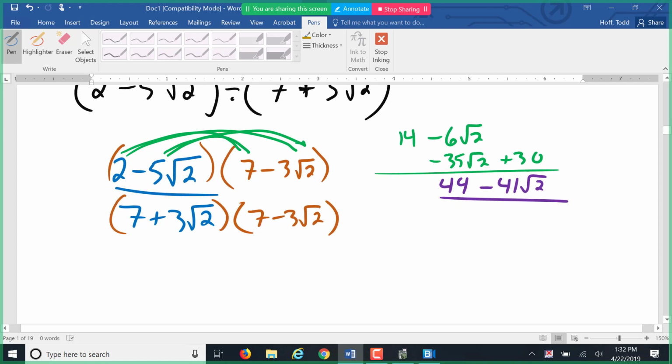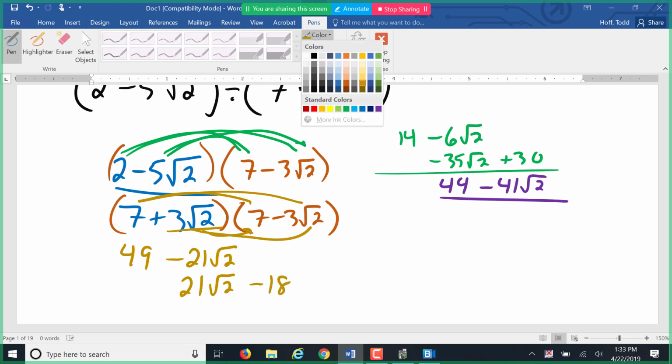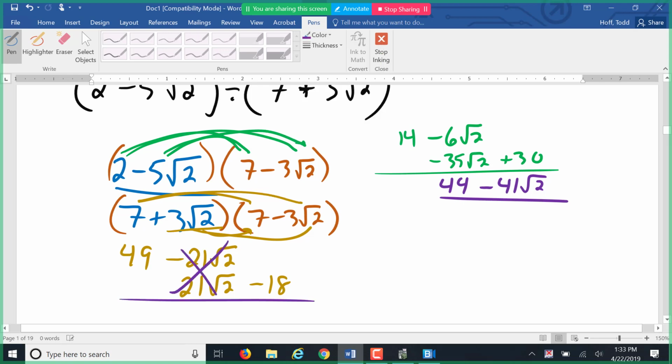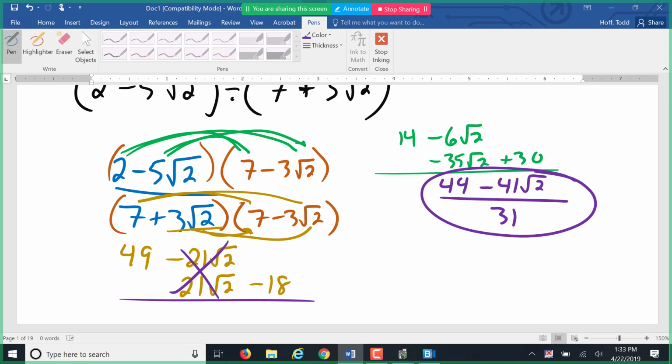On bottom, 7 times 7 is 49. 7 times negative 3 root 2 is negative 21 root 2. Positive 3 root 2 times 7 is positive 21 root 2. And 3 root 2 times negative 3 root 2 is a negative 18. So the negative 21 root 2 and positive 21 root 2 cancel out. 49 and negative 18 makes 31. 31 is not factorable. So we got 44 minus 41 root 2 over 31. Any questions?